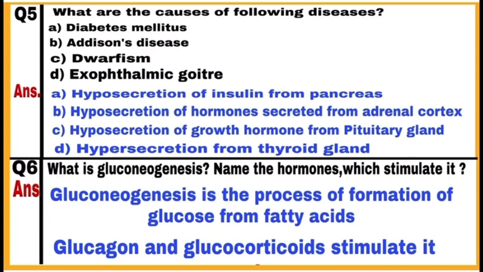Gluconeogenesis is the process of formation of glucose from fatty acids, and hormones which stimulate gluconeogenesis are glucagon from pancreas and glucocorticoids from adrenal cortex.